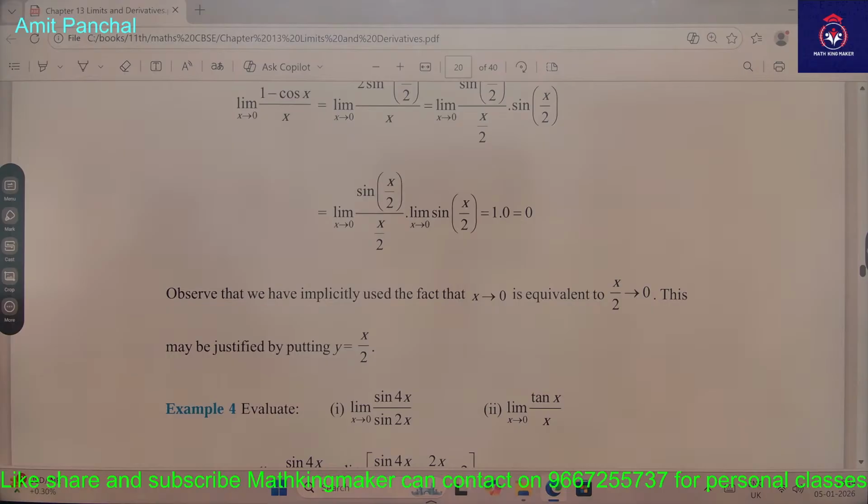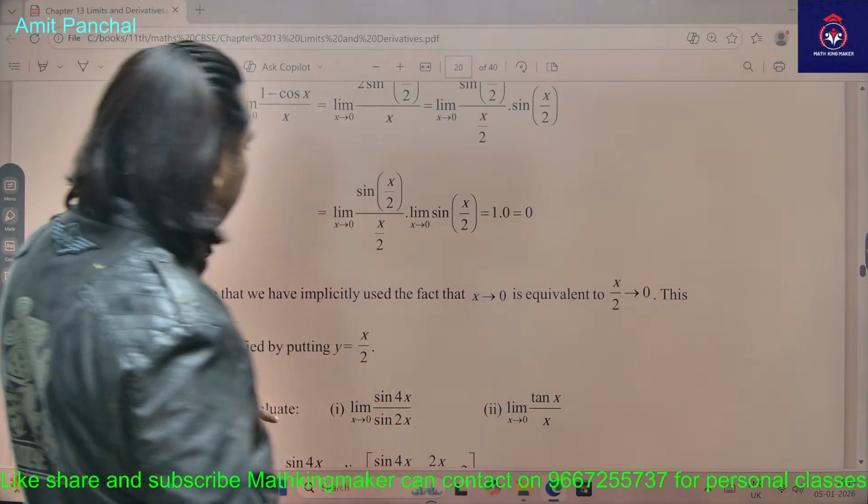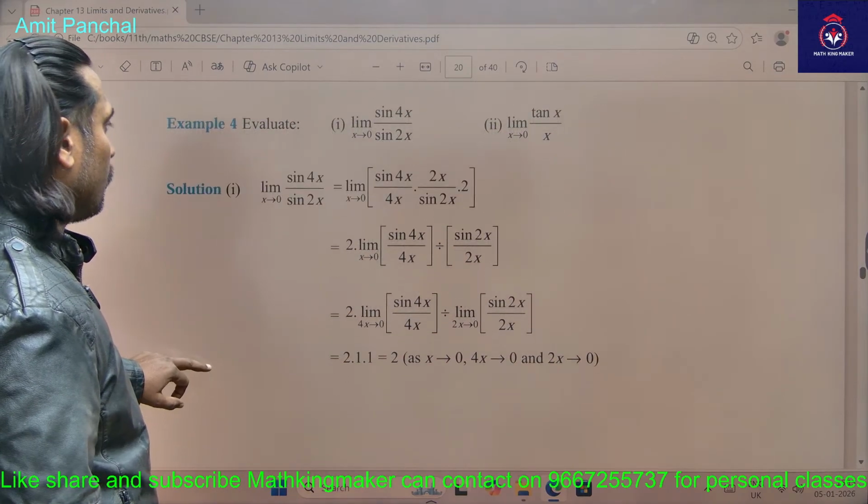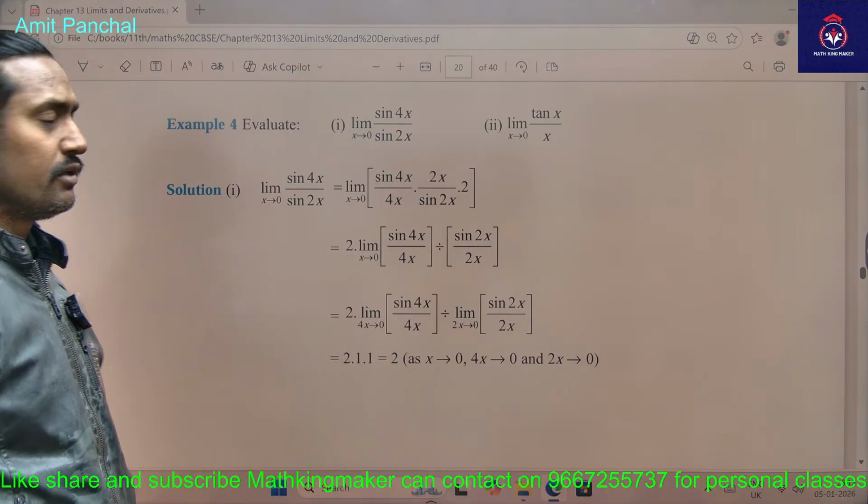So I'm getting 2. For the first one, sin 4x by sin 2x, yeah, it is 2. It is the right answer. Now just do the second part.